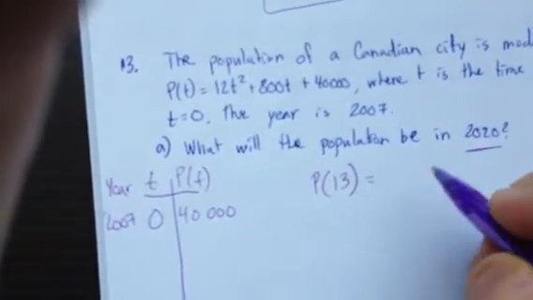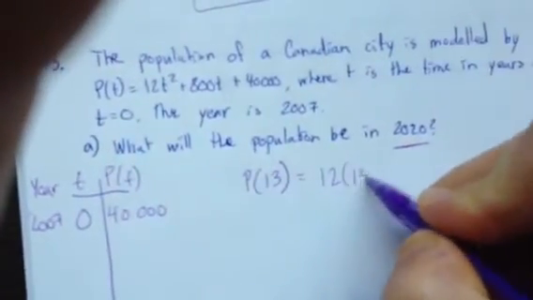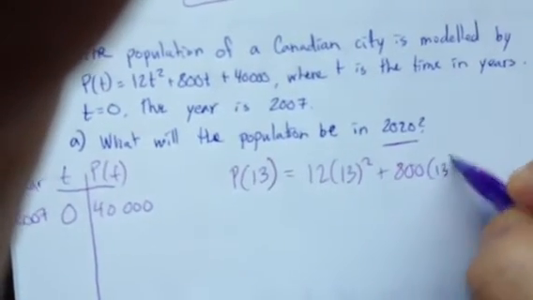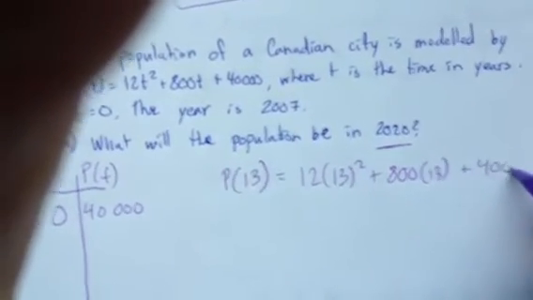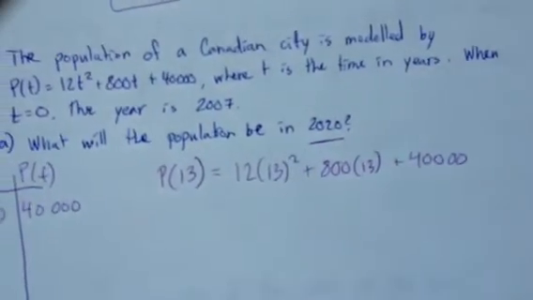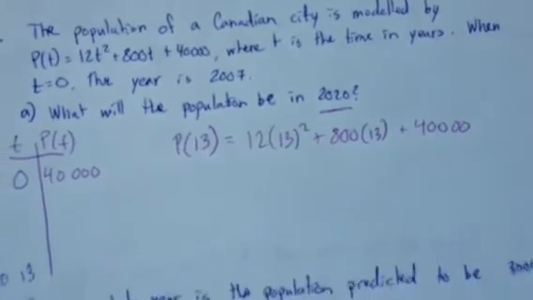So please plug that in and you'll get 12 times 13 squared plus 800 times 13 plus 40,000. And I will let you do that on your own, but make sure you do the 13 squared first and then add all those numbers together properly.